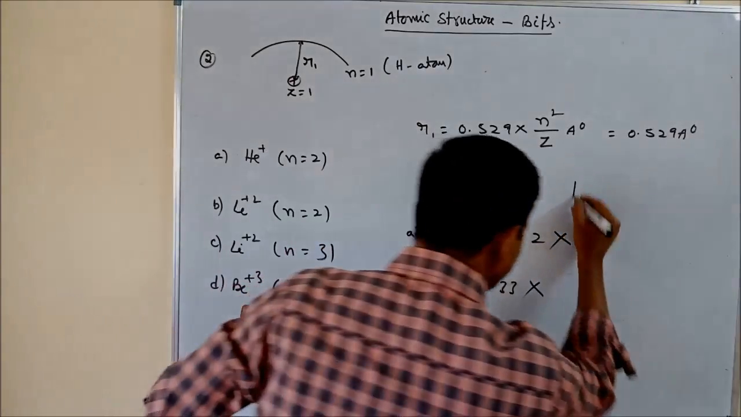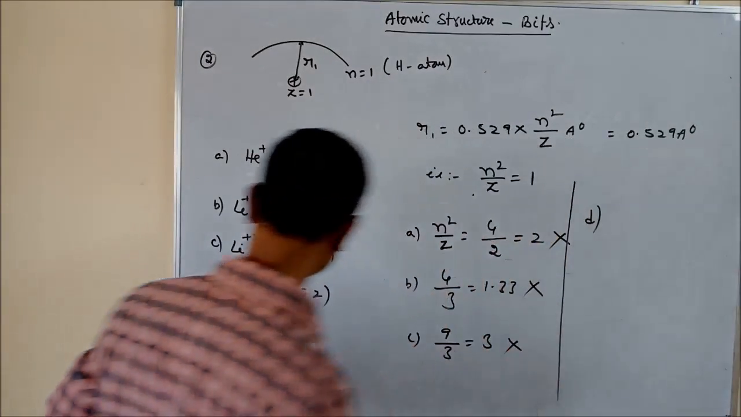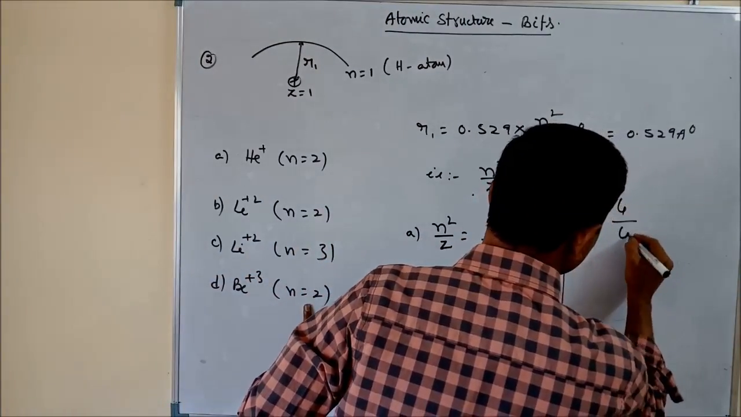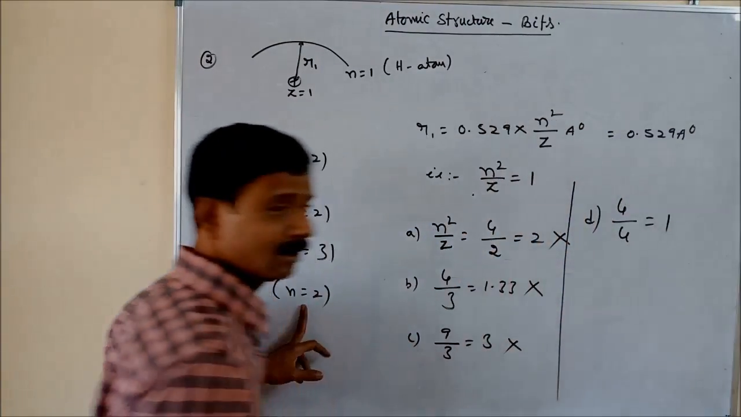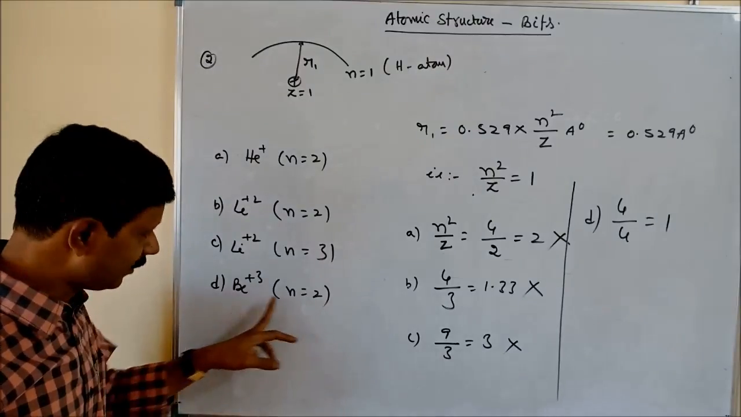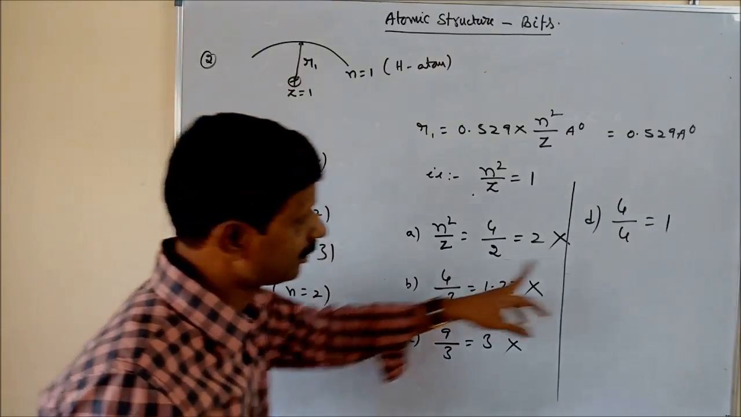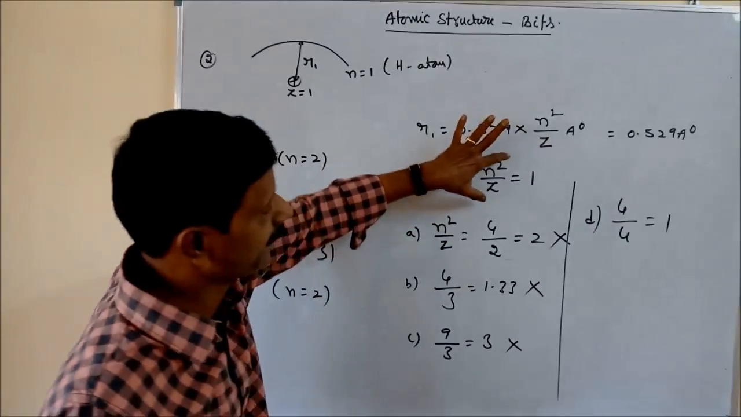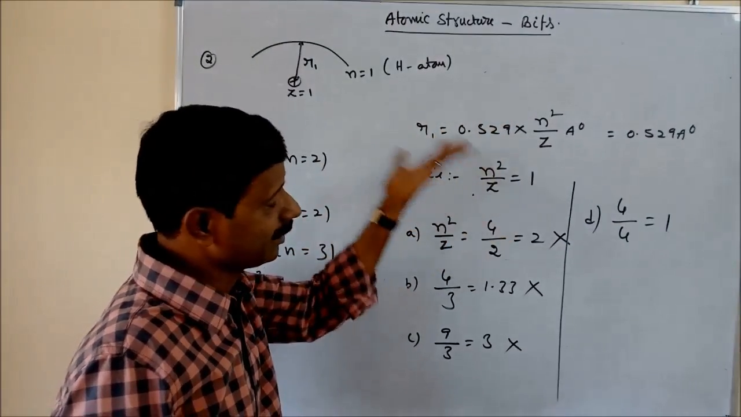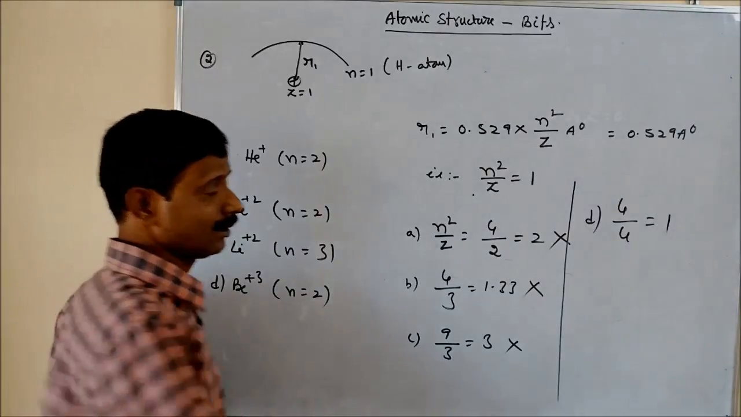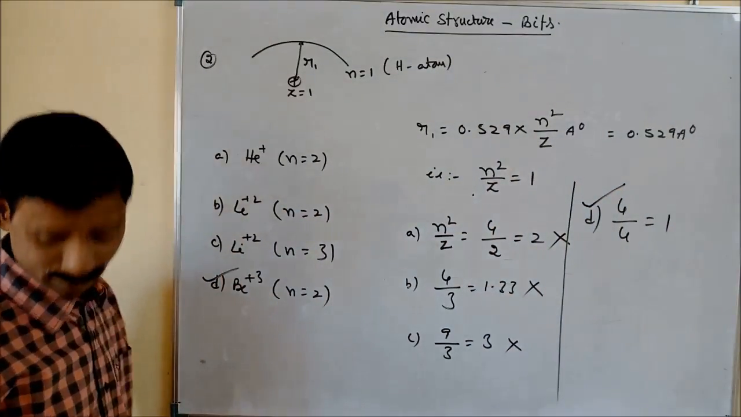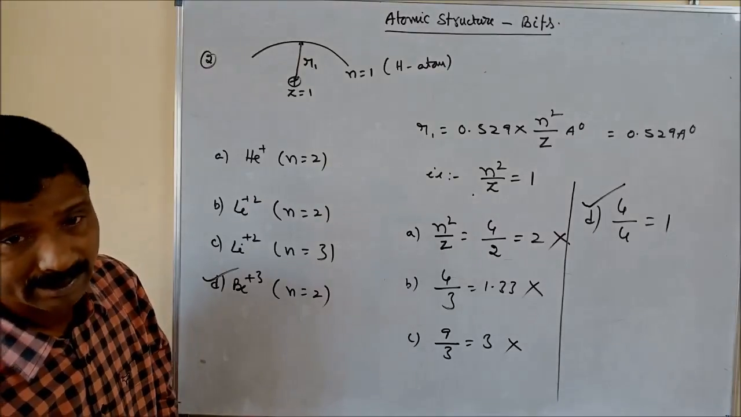So here, for D, N square by atomic number 4 will be equal to 1. So for this ion in the second orbit, N square by Z will be equal to 1. If N square by Z equals 1, definitely the size will be equal to R1. Thereby, this is the answer. Like that we have to verify.